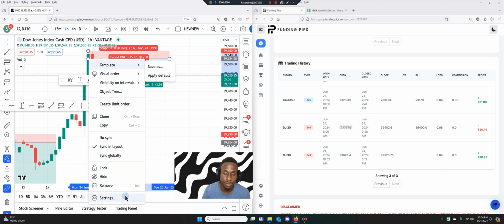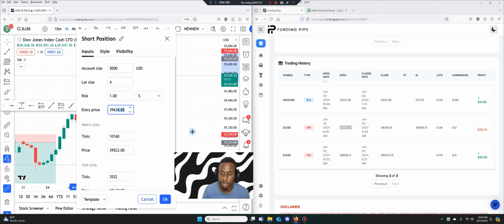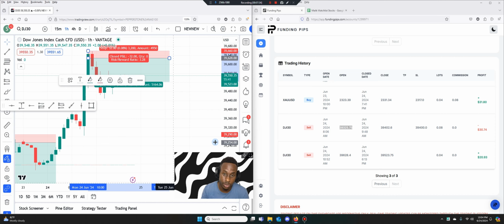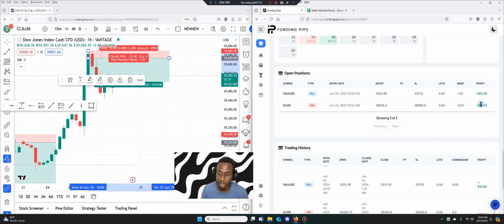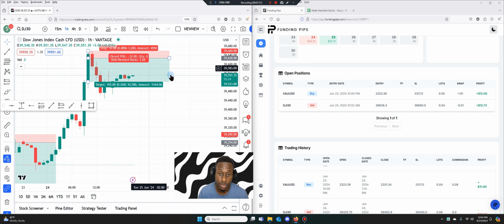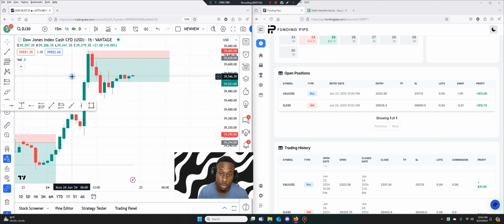I entered on the 10 o'clock at 39628. And then I took profit at 39523. My stop loss was at 39660, because that's the same stop loss that I had on the original trade. I just kept it. So I had the same stop loss. The risk was maybe 20, 30, or 40. Nothing crazy, not even 50. And you can see my entry, I didn't get stopped out. I came close for sure.